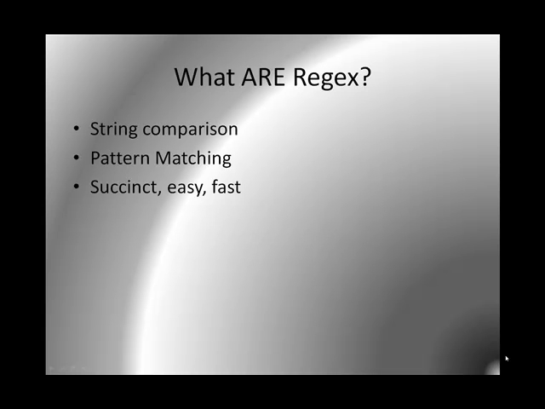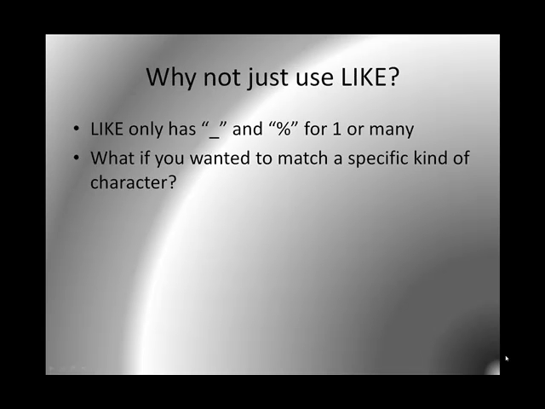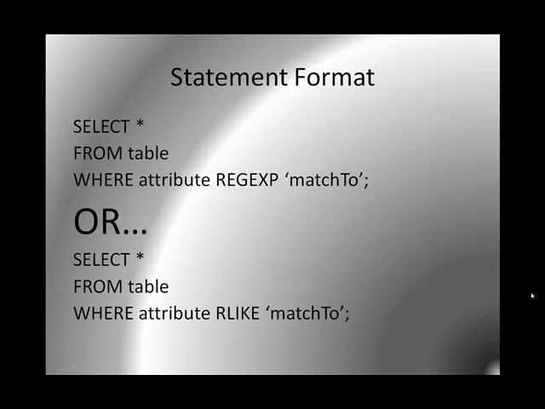Regular expressions allow you to compare inputted strings against a pattern that you have already defined. This could be done with a series of if statements, but regular expressions are much more succinct. With the like command, you can only match one or many of any given character. What if you wanted to match a specific kind of character, like a digit or a punctuation? This would be impossible with the like command, but very easy to do with regular expressions.